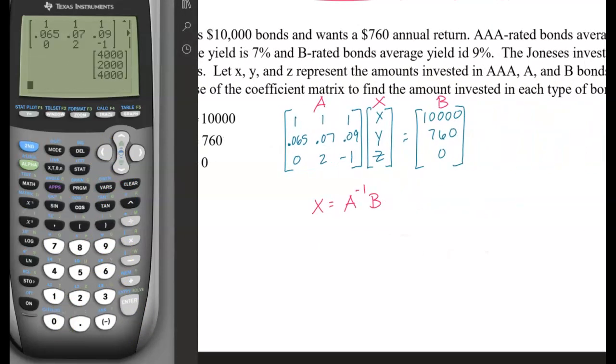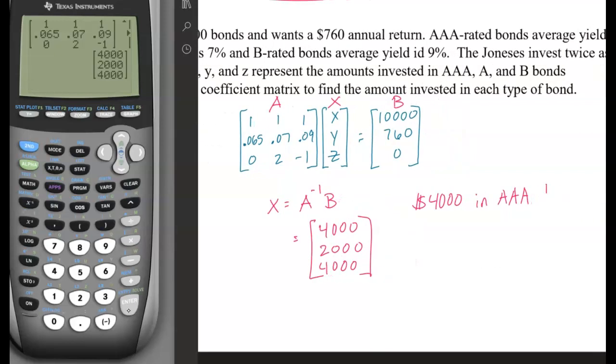And we get 4,000, 2,000, 4,000. Meaning 4,000 in AAA bonds, 2,000 in A bonds, and 4,000 in B bonds.